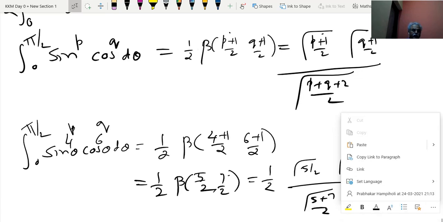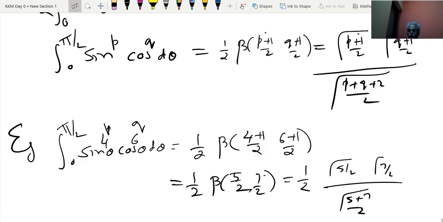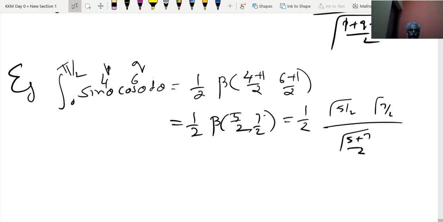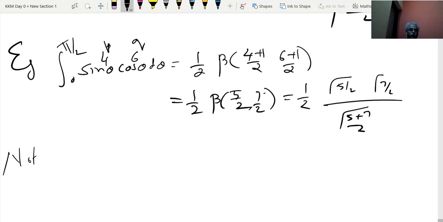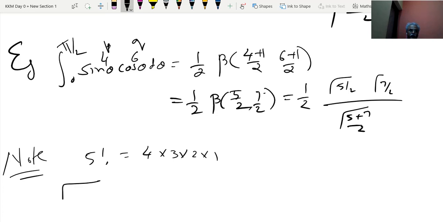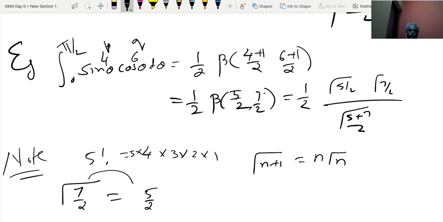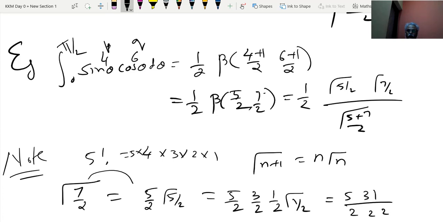note that, very important, if at all we are asked to find, suppose, 5 factorial, how do you write it: 5, 4, 3, 2, 1. Similarly, if I am asked to find, suppose, gamma 7 by 2, you have to go on subtracting 1. Because gamma n plus 1 is n gamma n, using that, subtract 1 from this, it becomes 5 by 2 gamma 5 by 2. If you go on applying this, 5 by 2 becomes 3 by 2, 3 by 2 becomes 1 by 2, and at last it stops at gamma half. So it is 5, 3, 1 by 2, 2, 2, that is 1 by 2 raised to 3 root pi.